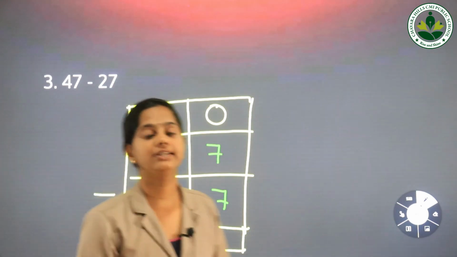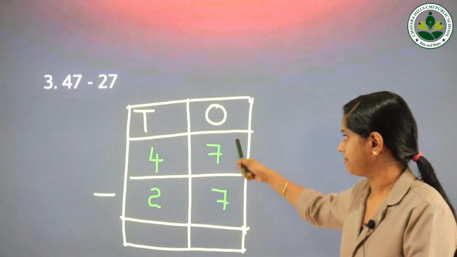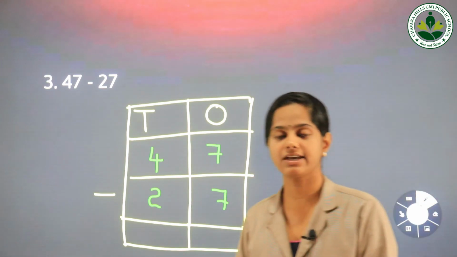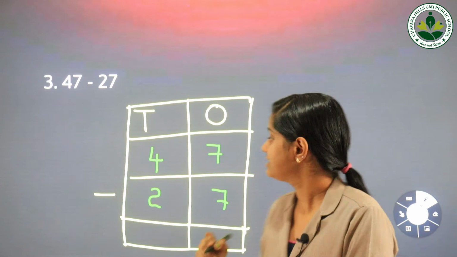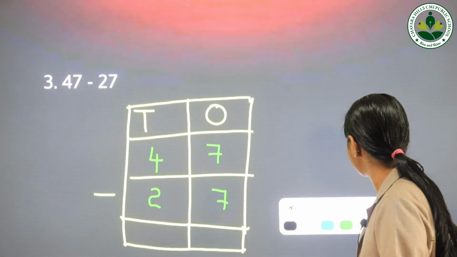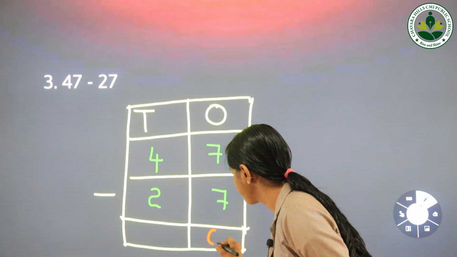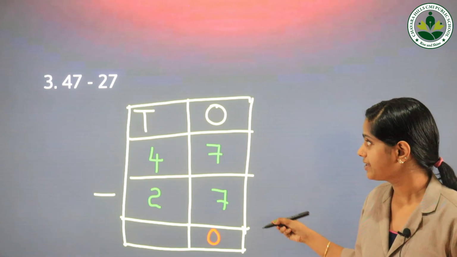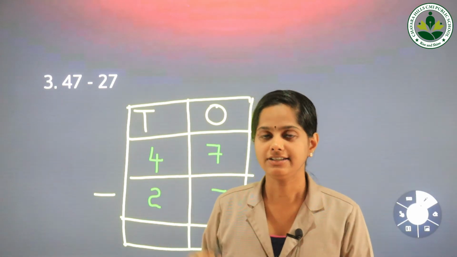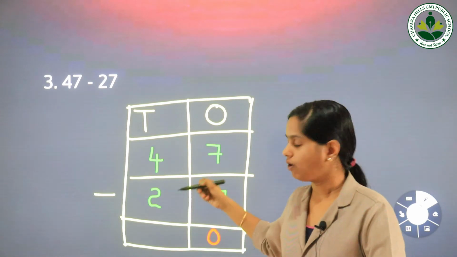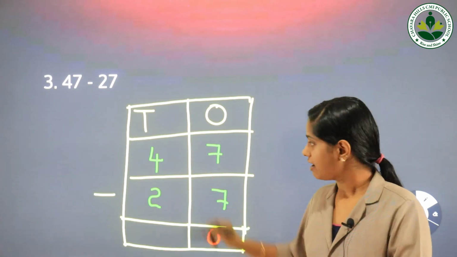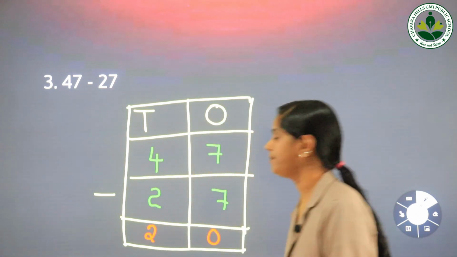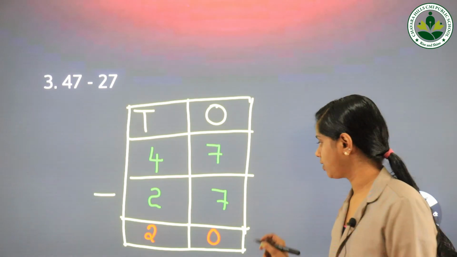First we subtract the digits in the ones column. 7 minus 7. You know that 7 minus 7 is 0. So we can write 0 in the ones column. Next step, subtract the digits in the tens column. 4 minus 2, or subtract 2 from 4. 4 minus 2 gives 2. So we can write 2 in the tens column.